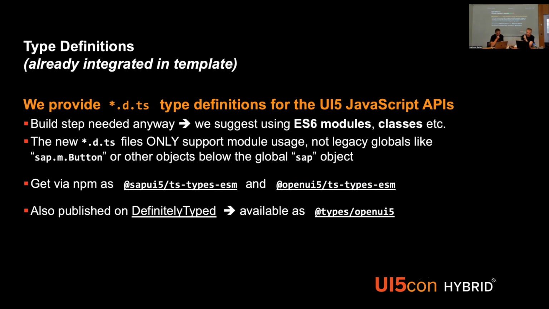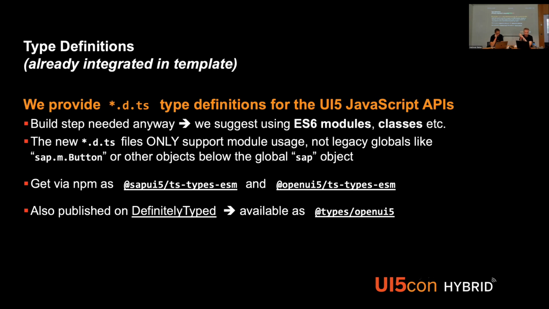And as I said, we provide these d.ts files, these type definitions for the UI5 APIs. And then there's a special thing. We thought, when there's anyway a build step involved, when we anyway have to transpile TypeScript to JavaScript, then we can make use of this step to give you some other goodies. So we decided to provide these type definitions in a way that they no longer support the globals, those global sap object with sap.m.Button and so on, but only support loading the UI5 classes as real ES6 modules. So the real modern import statements are now the way you use UI5 with TypeScript. And this is basically what we require when you use UI5 with TypeScript.